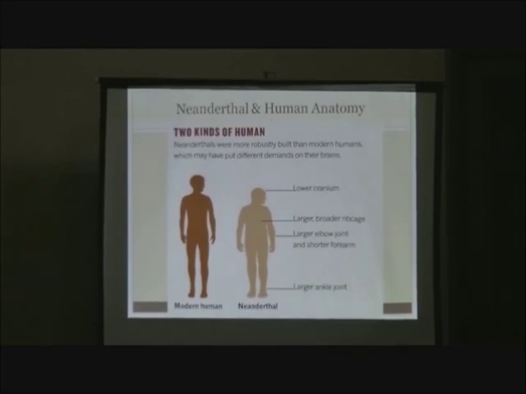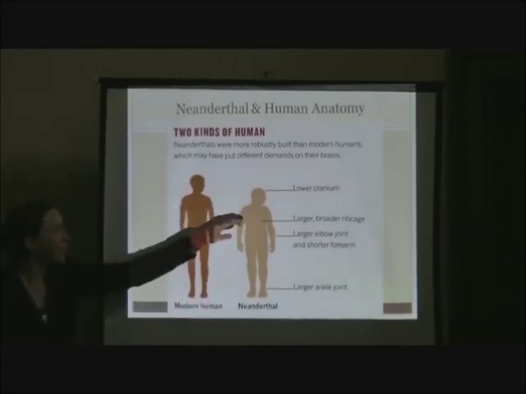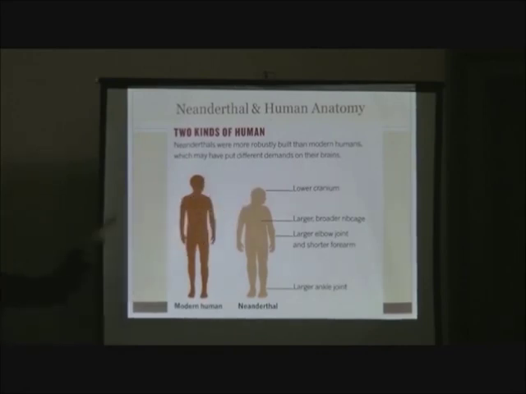All right, now if we were to put the postcrania, or the rest of the body here with the Neanderthals, what would we see? So modern humans, much taller. Neanderthals, much shorter. Neanderthals have a very large, broad rib cage, and certainly the next slide has a great picture of that. Neanderthals also have a larger elbow joint, shorter forearm, larger ankle joint, and all of these are characteristics that you would see for a cold-adapted species.